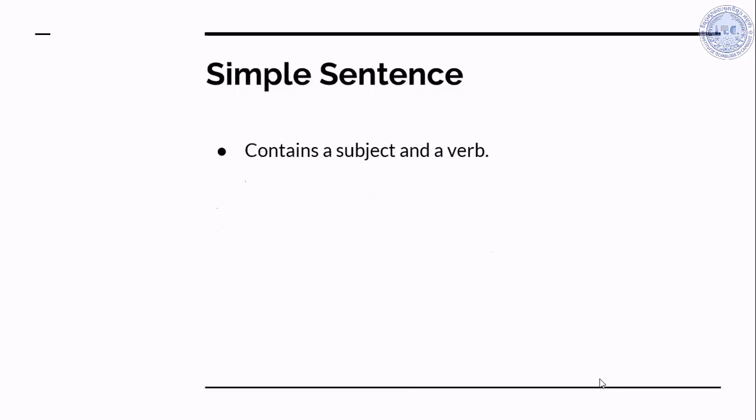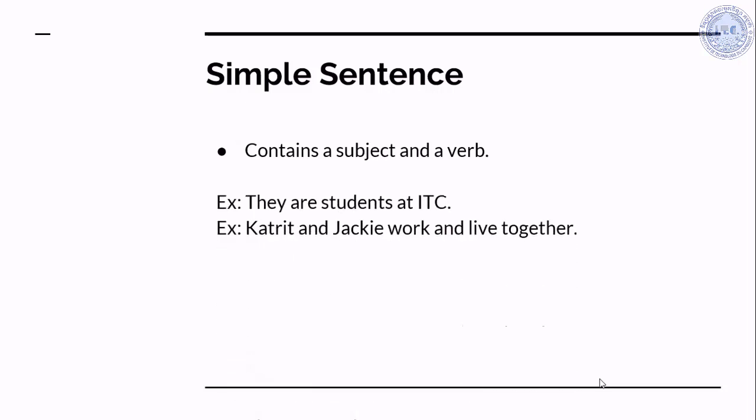So what is a simple sentence? A simple sentence is very simple, everyone. That is why it is called simple. It contains a subject and a verb. Take a look at the example to be clear. So as you can see here, example number 1, they are students at ITC.